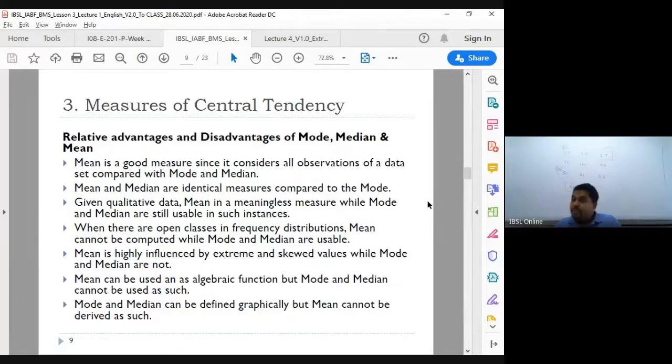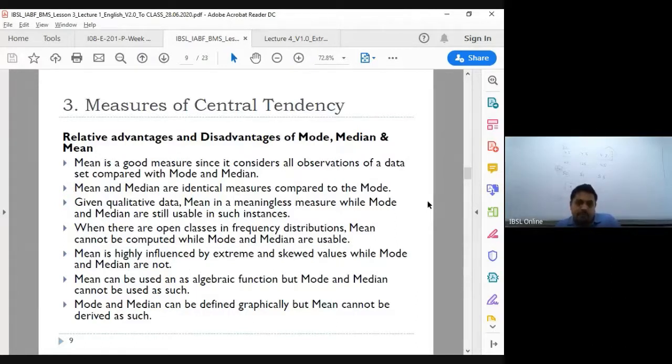But in mode and median, we discussed classic examples like open class intervals. You don't have to really calculate all the numbers or consider all the numbers. Rather, you can omit some of the unknowns and stick to the known numbers, like the example we discussed on the mode. So that's what it says. Mean is a good measure compared to mode and median, since all observations of the data set are considered.